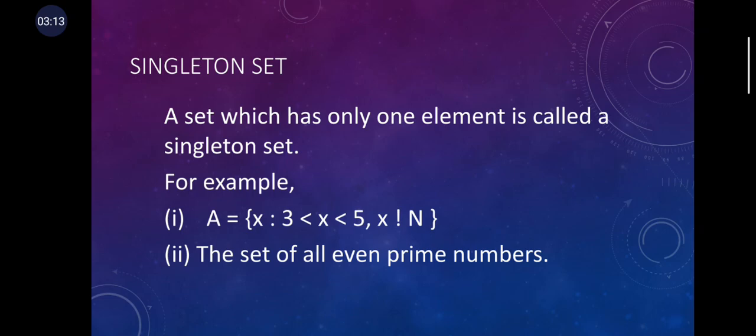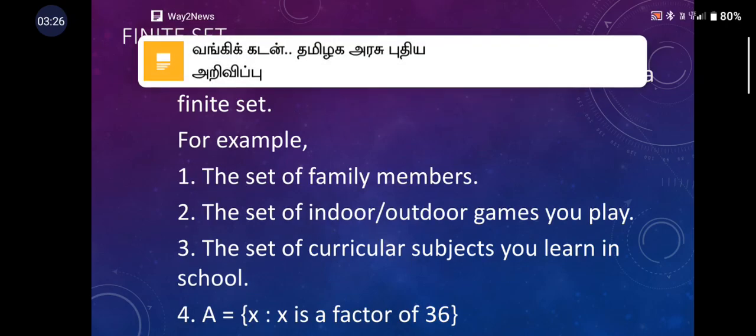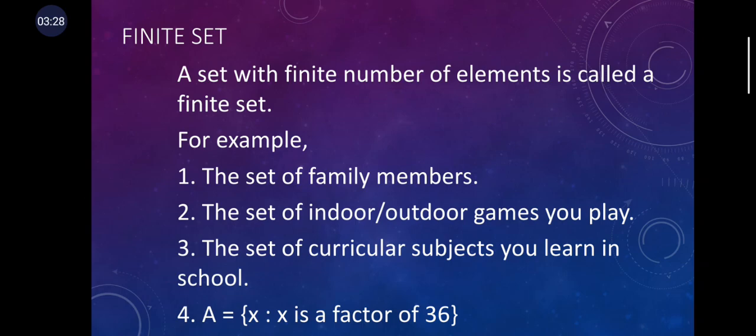Then singleton set: a set which has only one element is called a singleton set. For example, given two examples. The second one is the set of all even prime numbers. Finite set: a set with a finite number of elements is called a finite set.